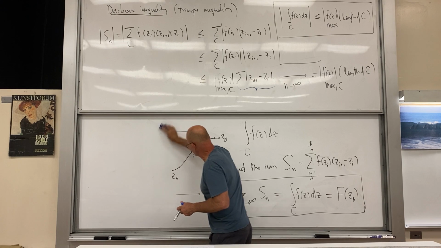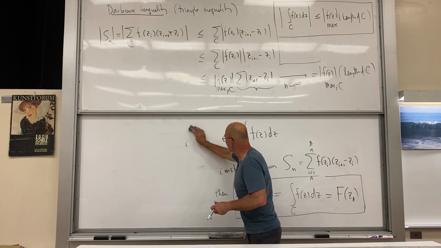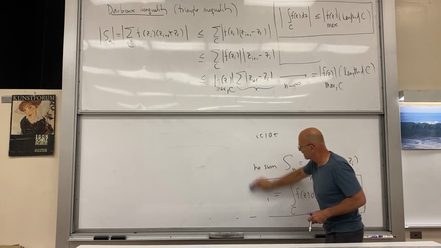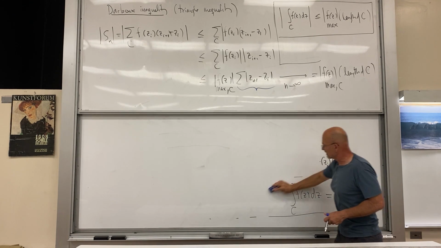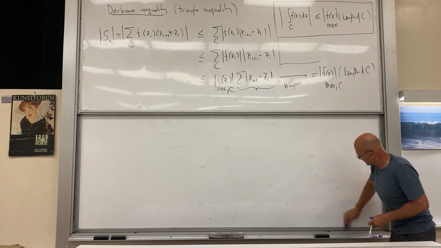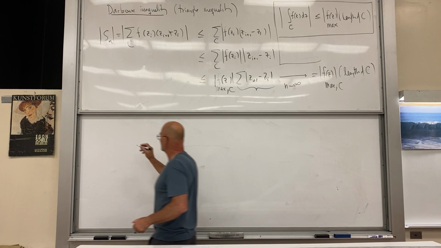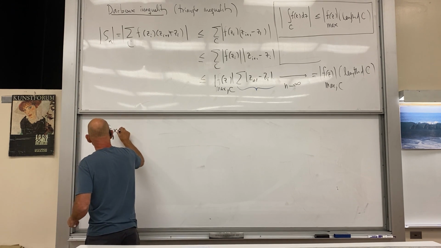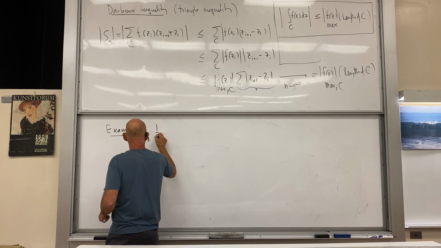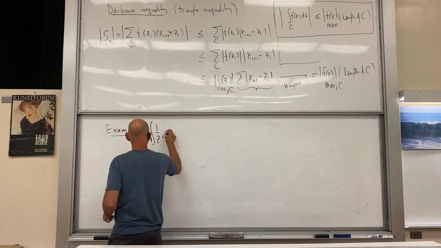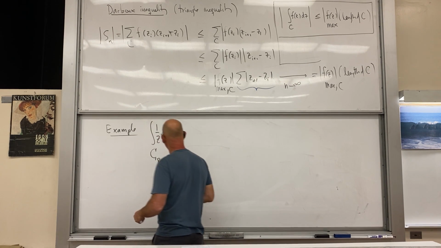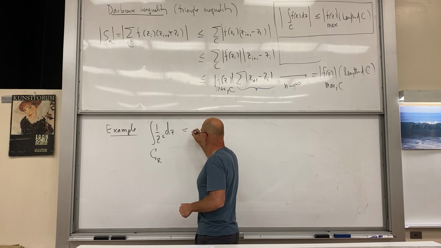And this example, interestingly, takes us right into the heart of the subject. So here's our example. Let's look at the integral of 1 over z squared dz along this, I'm going to call it contour sub r. And what is that?